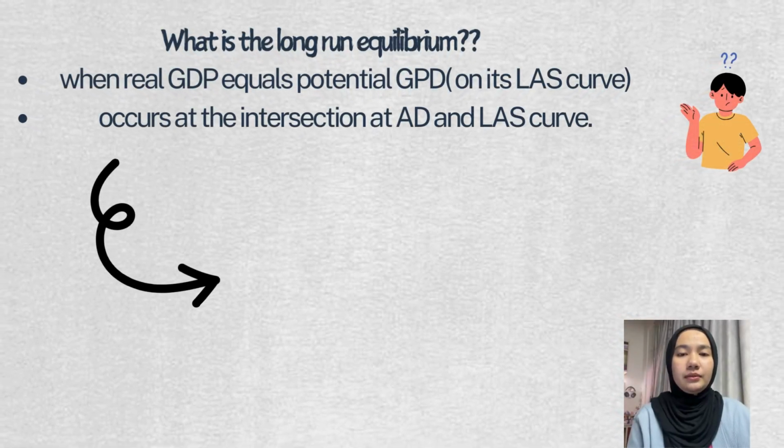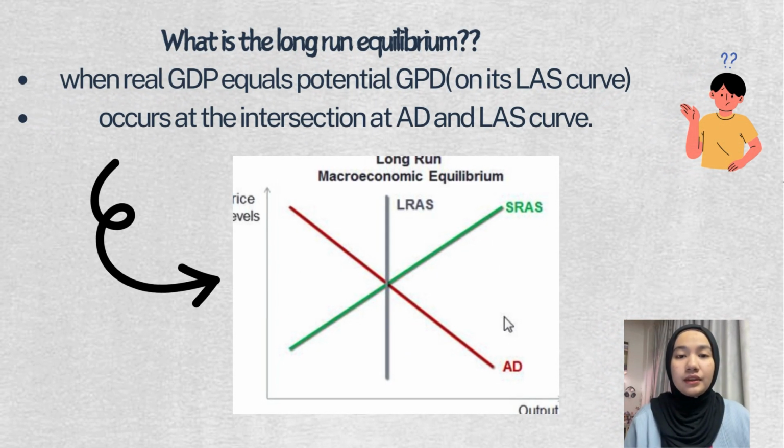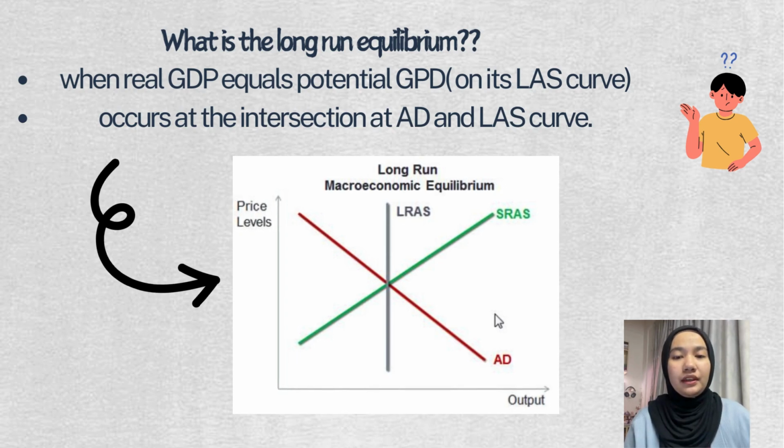Long-run equilibrium means that real GDP equals the potential GDP. From the graph, we can see that long-run equilibrium will occur at the intersection of the aggregate demand and long-run aggregate supply curve.